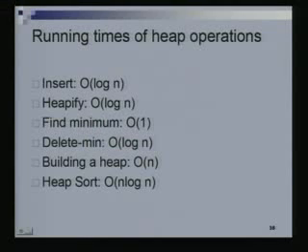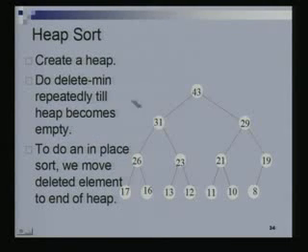So let's quickly summarize the running times of the various heap operations that we've seen so far. Today, the last thing we saw was heap sort, which takes a total time of order n log n. Why did it take a time of n log n? This was because it was a two-step process. First we created a heap. This took only order n time, and then we did delete min repeatedly till the heap becomes empty, right?